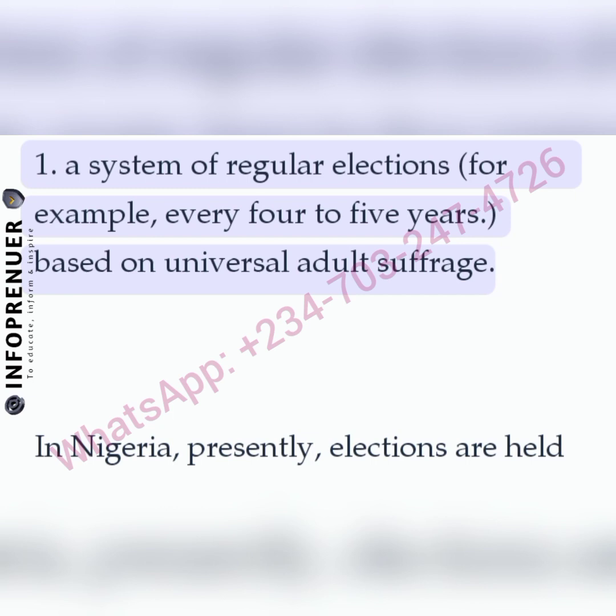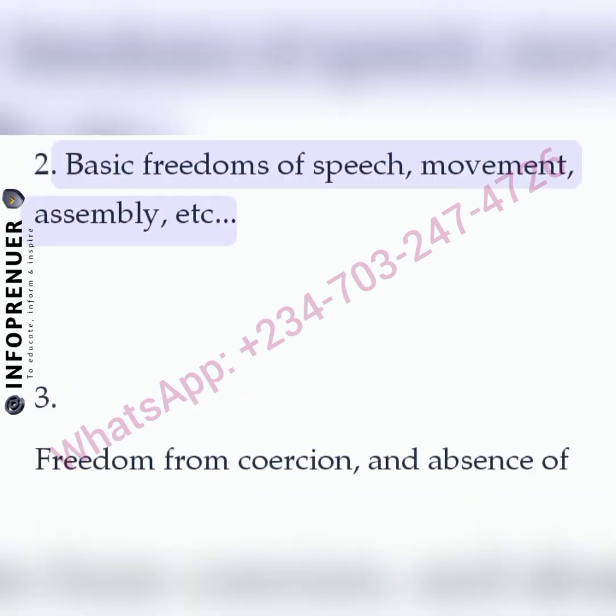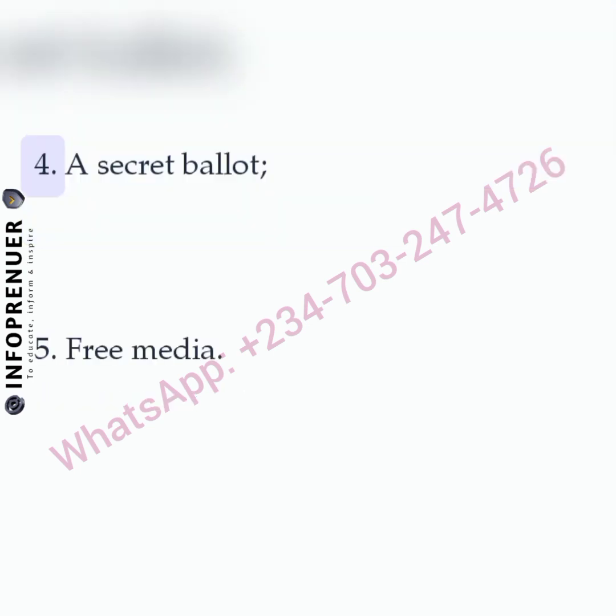A system of regular elections, for example, every 4 to 5 years, based on universal adult suffrage. In Nigeria, presently, elections are held every 4 years. 2. Basic freedoms of speech, movement, assembly, etc. 3. Freedom from coercion, and absence of illegal electoral practices. 4. A secret ballot. 5.